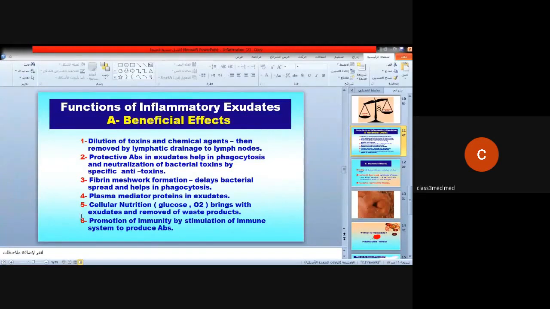And the last important function of exudate is promotion of immunity by stimulation of the immune system to produce antibodies, because an inflammatory exudate is drained to the regional lymph node by lymphatic vessels and stimulates the immune system to produce antibody against the bacterial or other microbial antigens. So these are the 6 beneficial effects of inflammatory exudate.